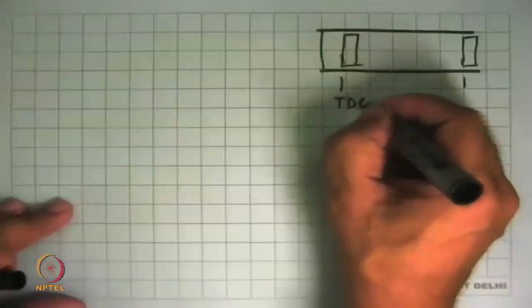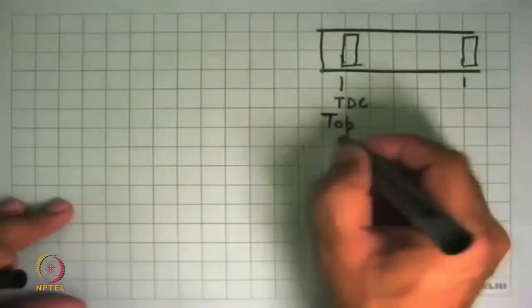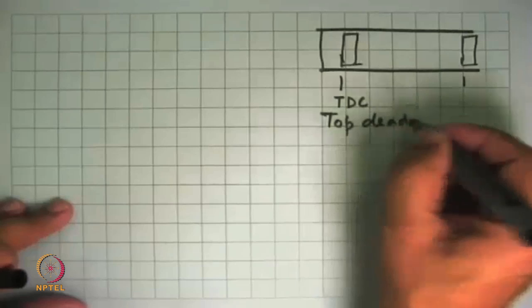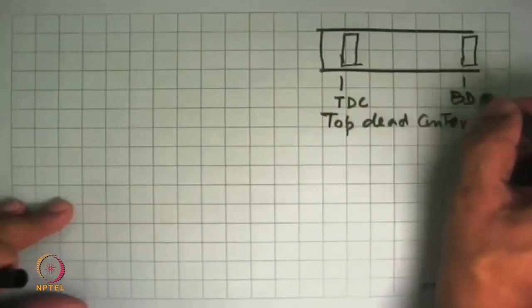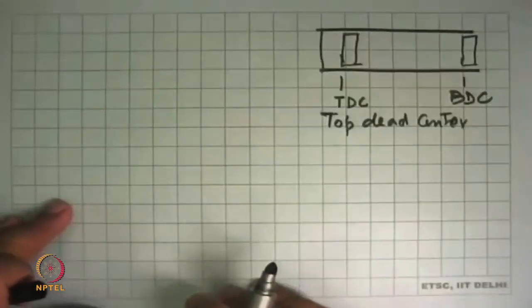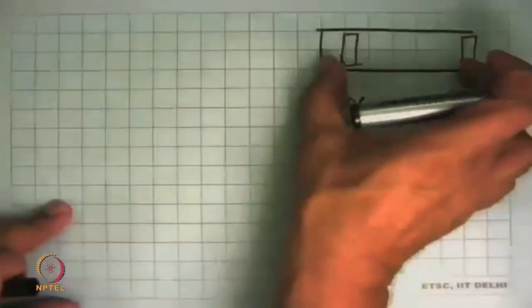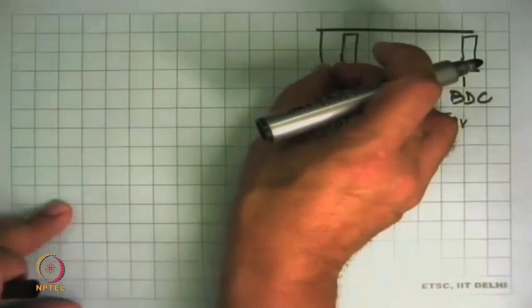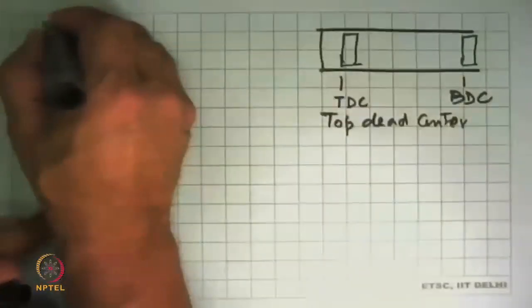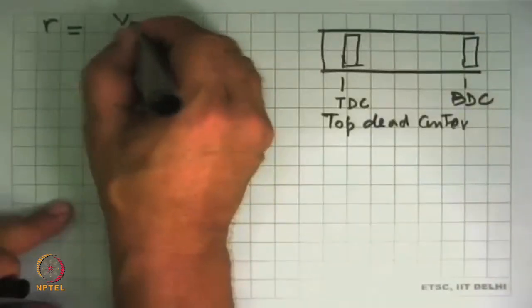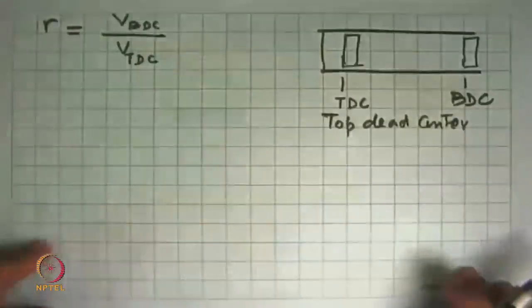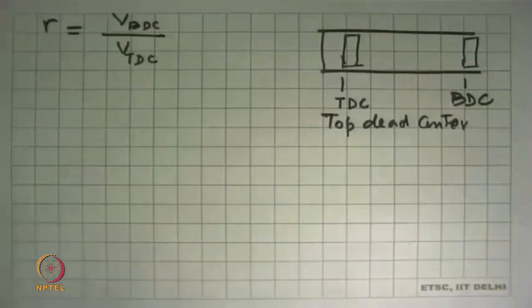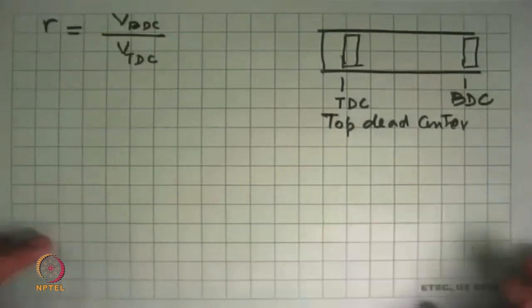So this is called the top dead center. And this is called the bottom dead center. And this much volume got compressed to this. So the ratio of this is called the compression ratio. So we can say this is the volume at the bottom dead center divided by the volume at the top dead center. It tells you how much you compress that gas.